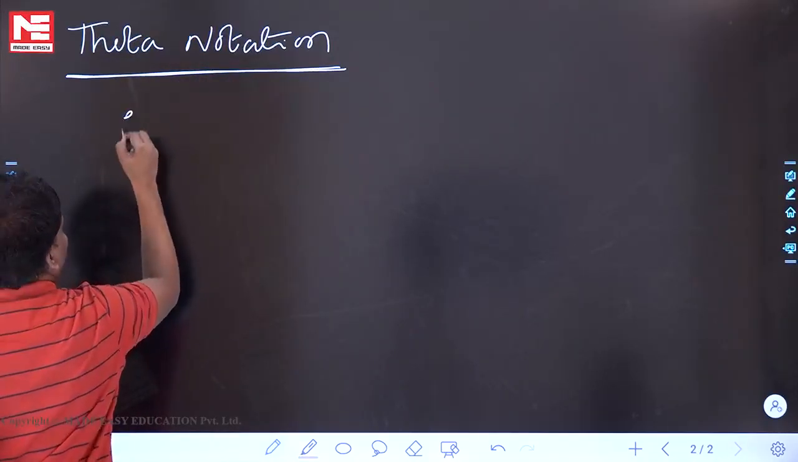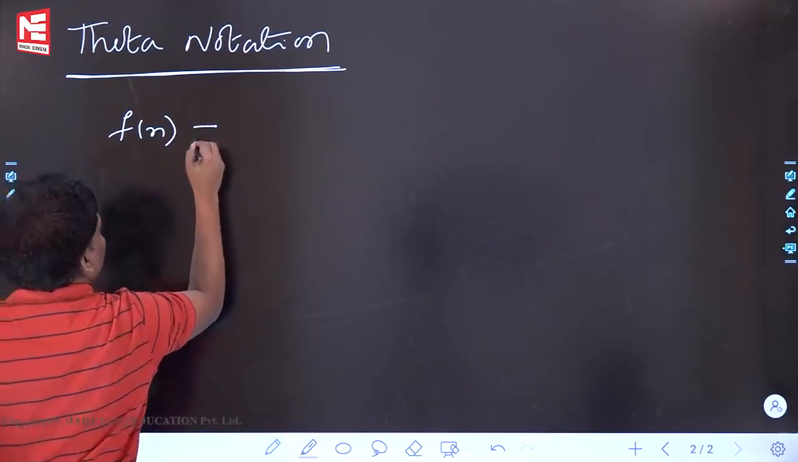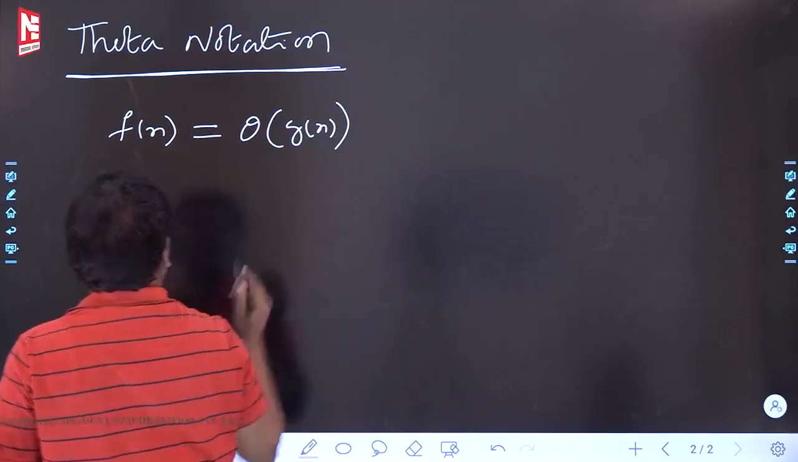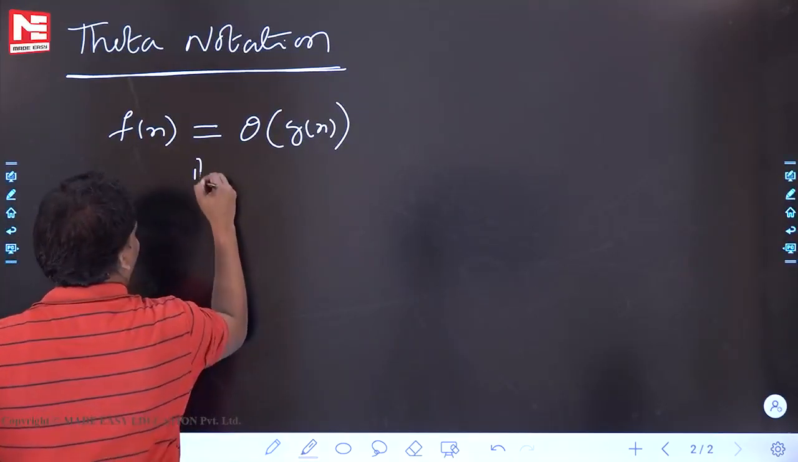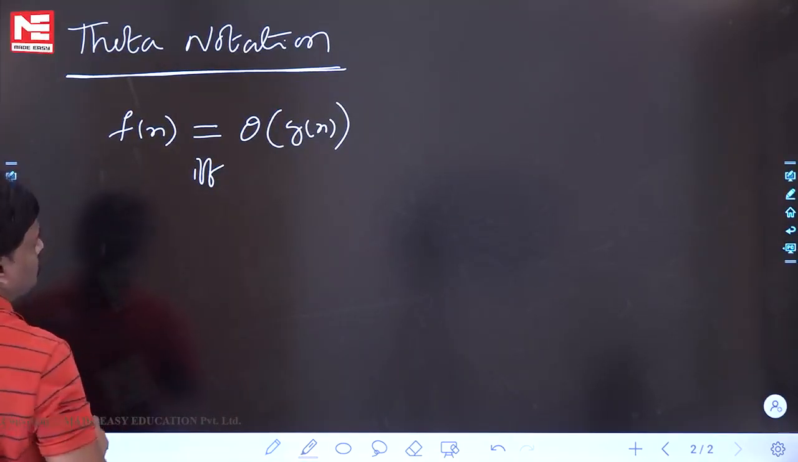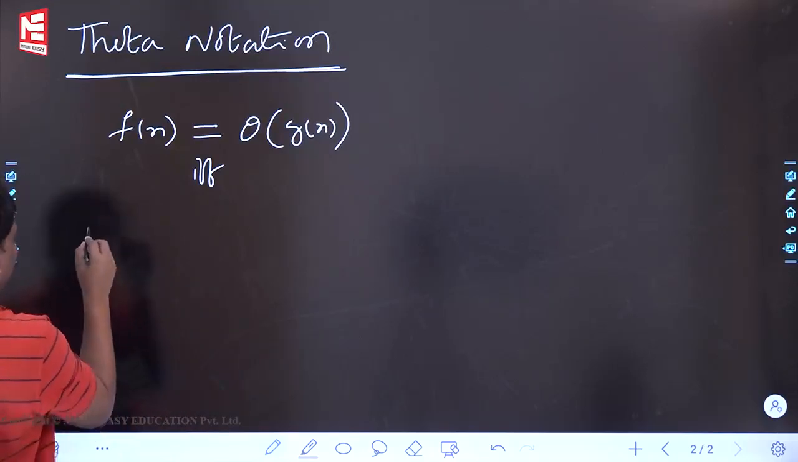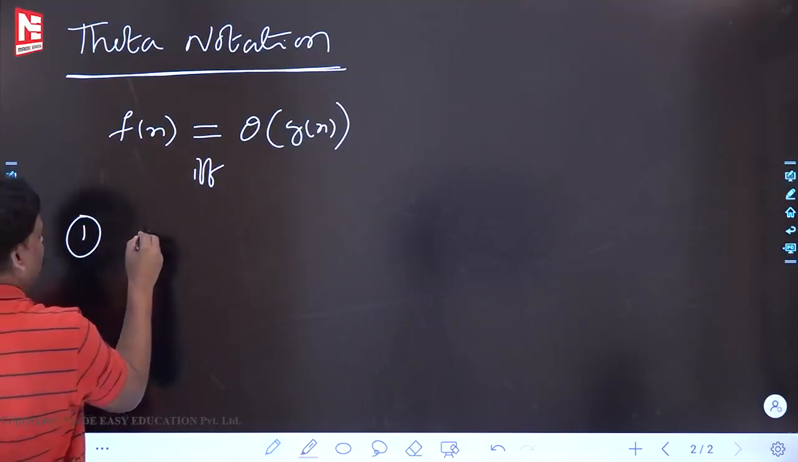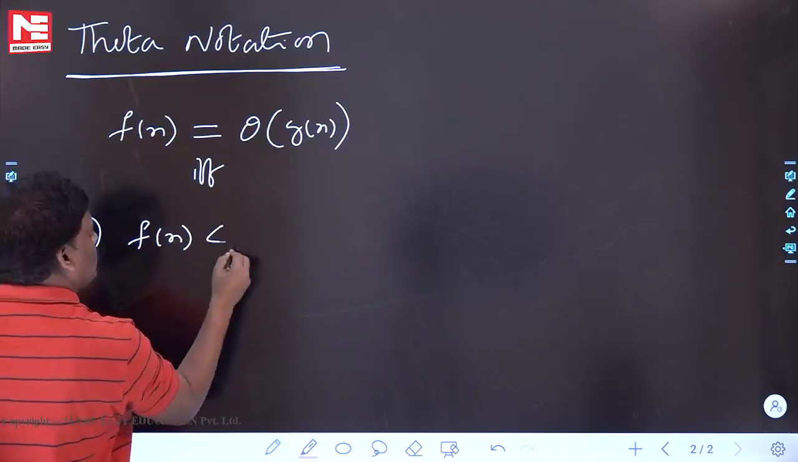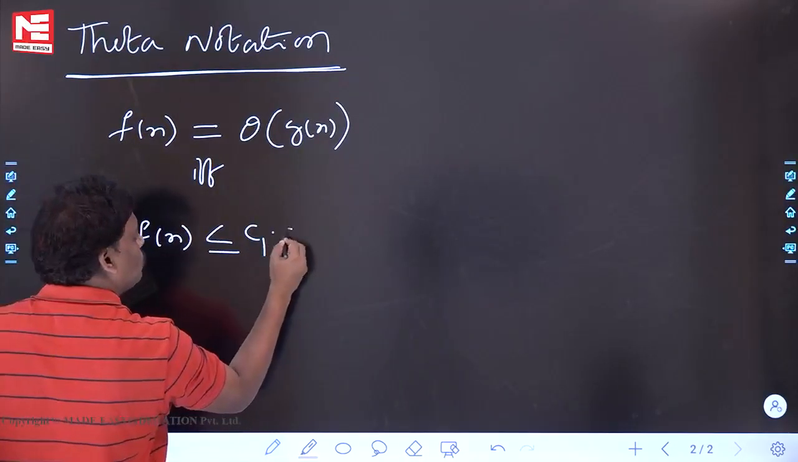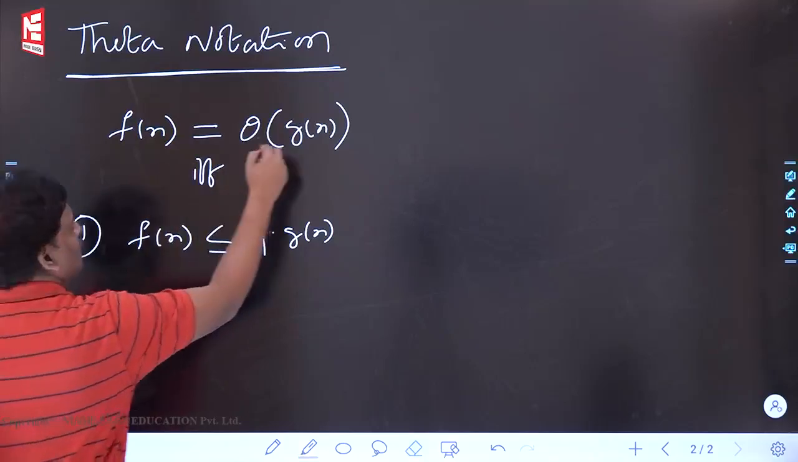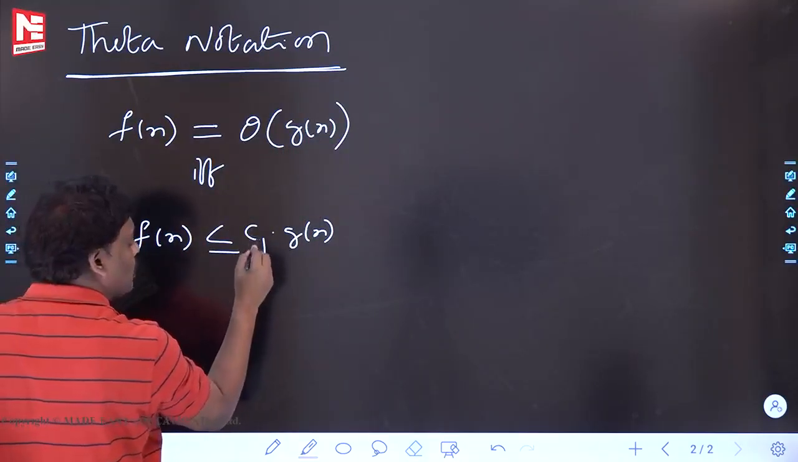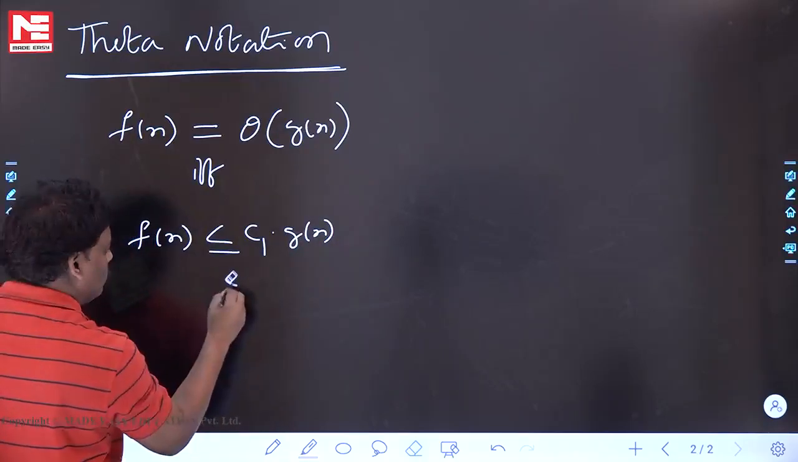Let's see theta. F of n is equal to theta of g of n if and only if. Right, see the first one. First one, 1. So the interesting one, 1. F of n less than or equal to some c1 into g of n. First point, f of n is less than or equal to some constant c1 into g of n. End.